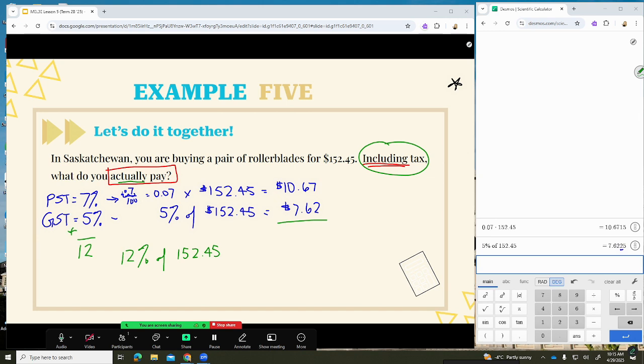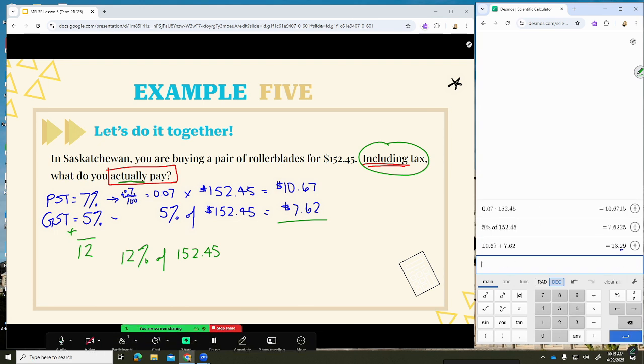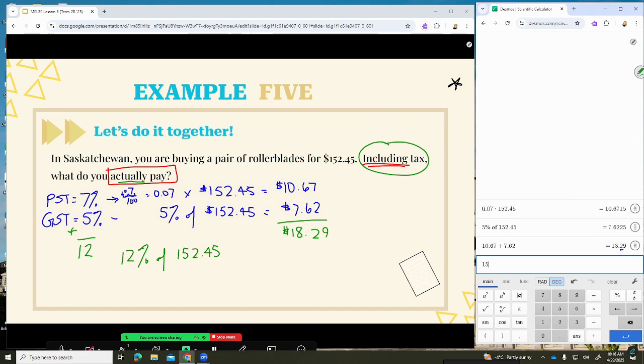So we're going to add the taxes. We want to add $10.67 plus $7.62. We are paying $18.29 in taxes. And I'll show you that if you do 12% of $152.45, see, you get $18.29. So it's the same. You can do it one way or the other if it's asking for total.